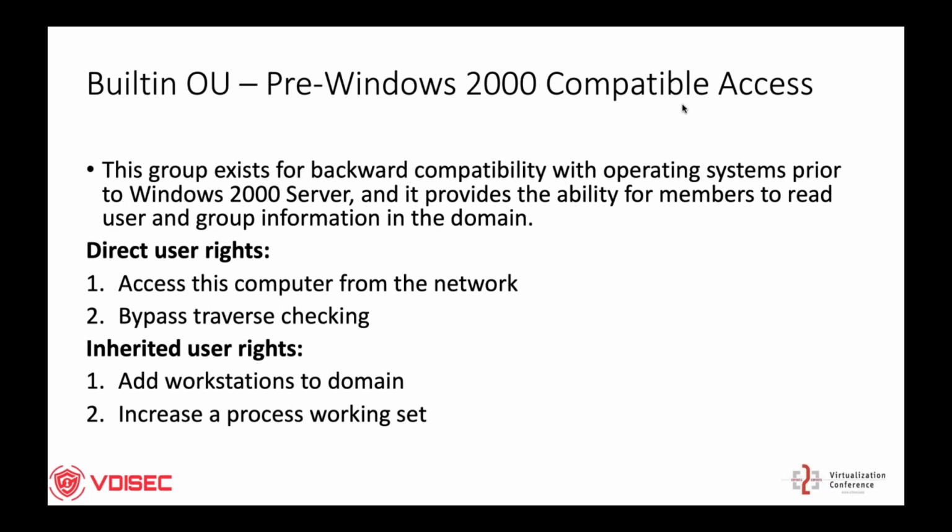Now, if your deployment was even built today, you're still going to have this pre-Windows 2000 compatible access group. If your deployment was built before that, you're actually going to have stuff in there. You're going to see some of your Exchange servers in there, possibly some SQL servers, and probably random computers that people were fixing and doing things as you were upgrading from 2000 to 2003 and then on from there.